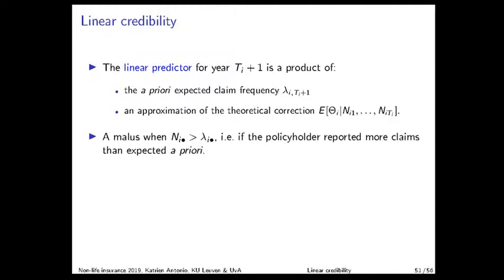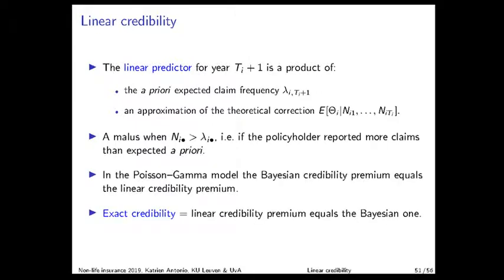Using this expression, derived on the previous sheet, we see that a malus or penalty results when the policyholder reported more claims than expected a priori. That is, when the n_i bullet is larger than lambda_i bullet. We also observe that in the Poisson gamma model, the Bayesian credibility premium equals the linear credibility premium. And that kind of setting is referred to in the literature as exact credibility. It is a setting where the linear credibility premium equals the Bayesian one.